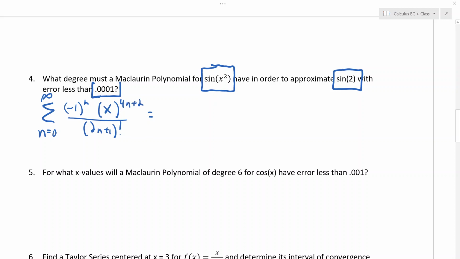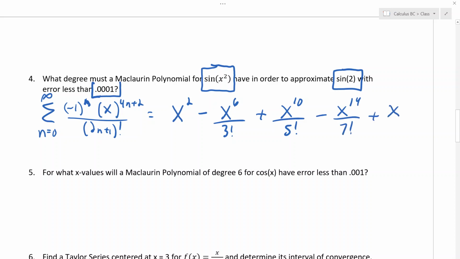If you drop a 0 into there, you get x squared. This is an n, not a 2. Right? 0 in there, is that x squared? Yeah, it's x squared. Minus, if you drop a 1 in there, you get x to the 6th over 3 factorial, plus x to the 10th over 5 factorial, minus x to the 14th over 7 factorial, and we'll go one more just for fun, x to the 18th over 9 factorial. Dot, dot, dot.